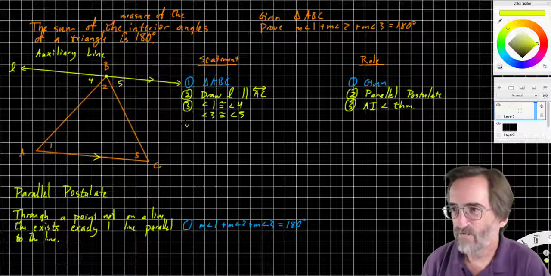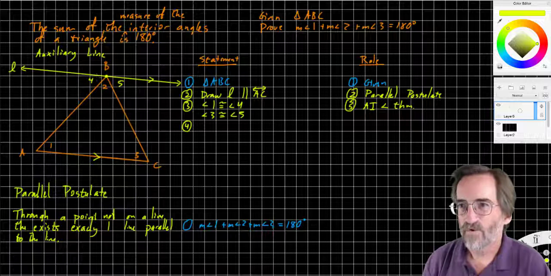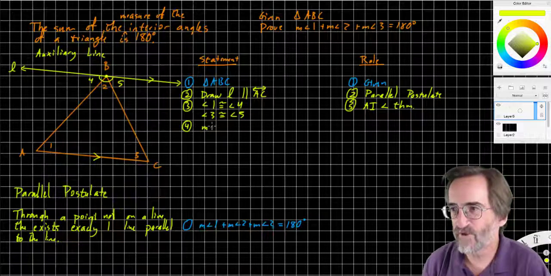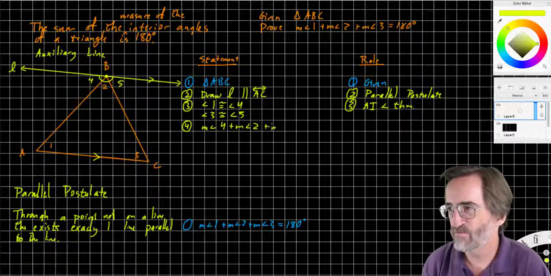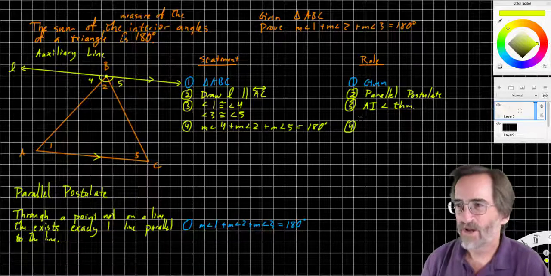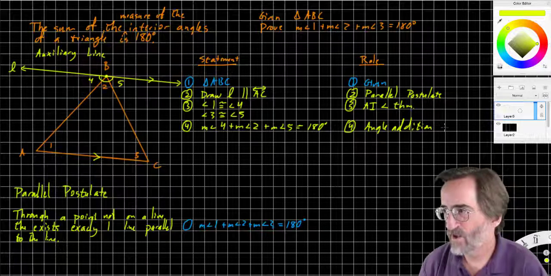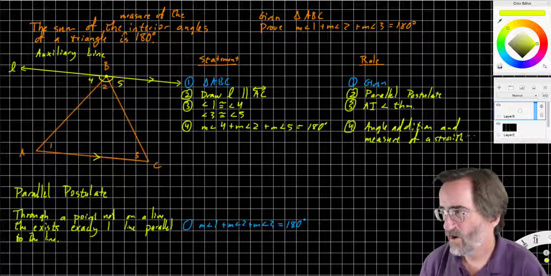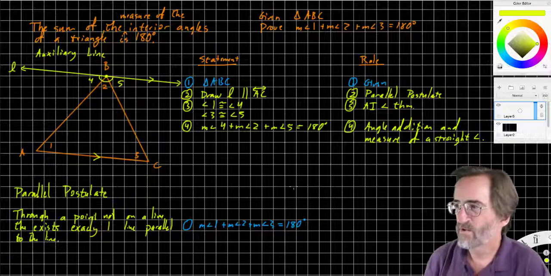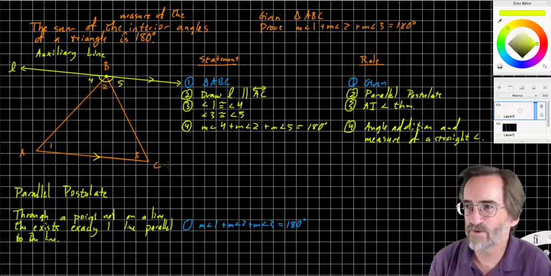Okay, now step 4. What is the measure of this angle right here? Angles 4, 2, and 5. Well, the measure of angle 4 plus the measure of angle 2 plus the measure of angle 5 is 180 degrees. Okay, how do we know that? By angle addition, that small angles add to a larger angle, and the measure of a straight angle. A straight angle measures 180. If I wanted to be totally purist, I'd separate this into two steps. The measure of a straight angle is 180, and by angle addition, it should add to 180.